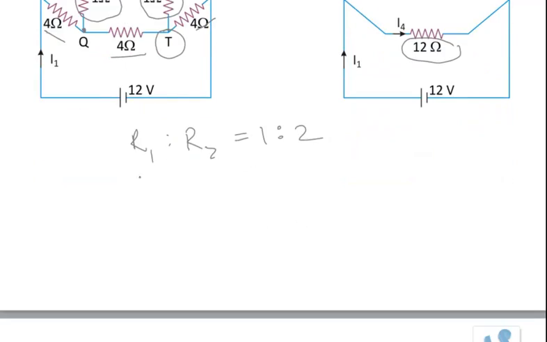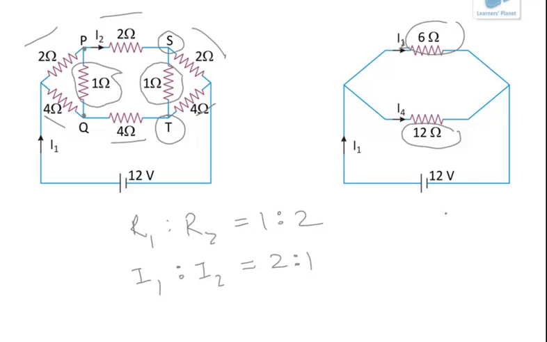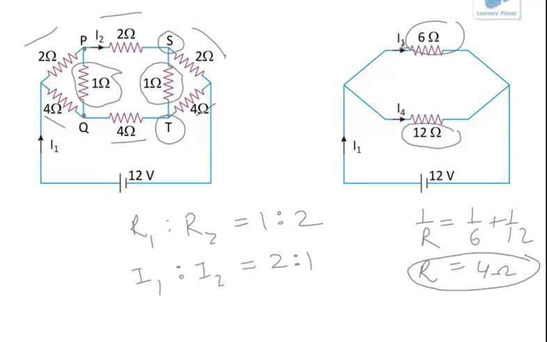1:2. Therefore the current would be the inverse of this ratio, that is 2:1. Now what is the effective resistance of the parallel combination? 1/R is equal to 1/6 plus 1/12. This will give us R equal to 4 ohm. Now a 12 volt battery is connected, so the current I1 passing through it is 12/4, that is 3 ampere. Now the 3 ampere current is divided in the ratio of 2:1, that means I2 is 2 ampere and I4 is 1 ampere.